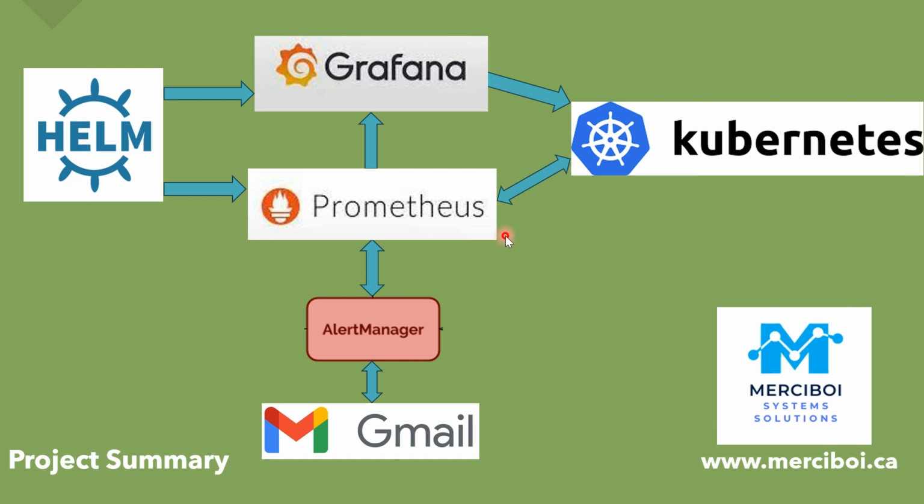So Prometheus would scrape real-time data from our Kubernetes cluster and send data for visualization in our Grafana, and send alerts to the Alertmanager. The Alertmanager in turn sends the alert as email to our Gmail address, which we will specify.